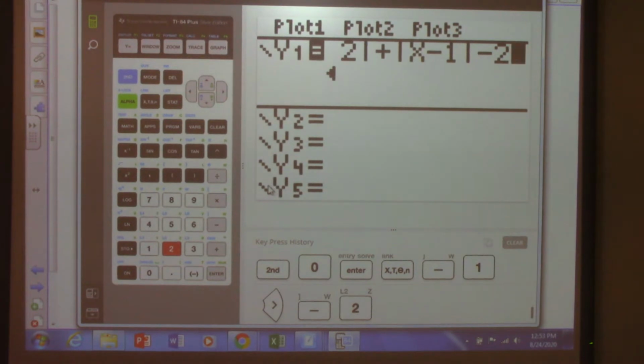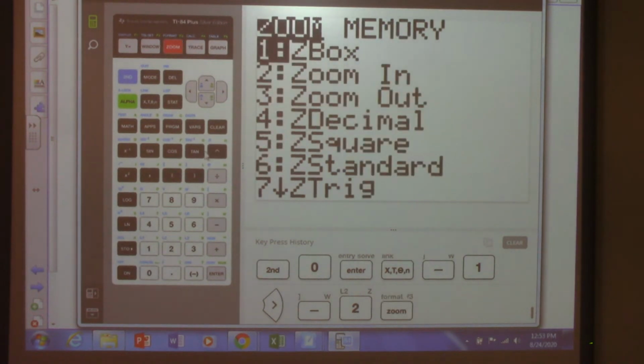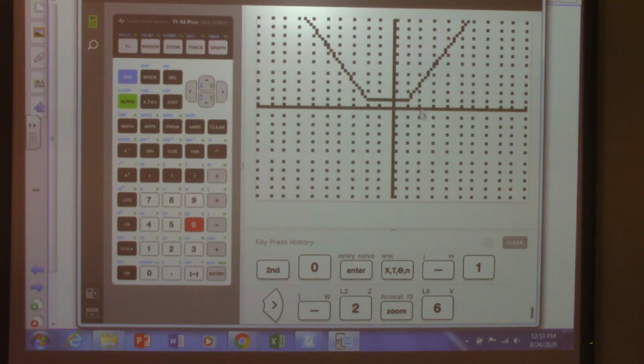Go to graph. And then you go to zoom standard, zoom 6, and you have this looking thing here, right? Yeah, it's math. And to figure out what's going on, you can kind of look at this.